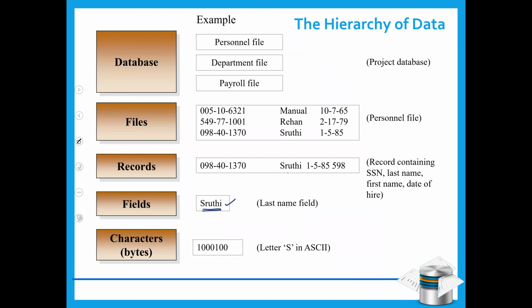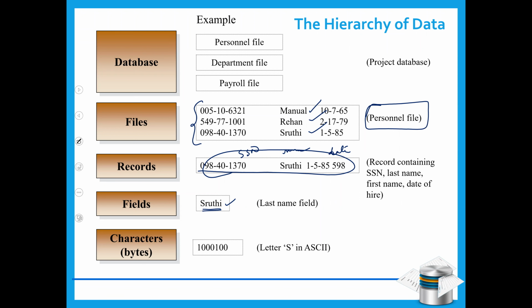Record, this whole record. Shruti's ID, her name, her date. Okay, all this together, I call it a record. File means many records together. I have 3 records over here. I have Manuel's record, I have Rehan's record, I have Shruti's record. All these are inside the personnel file.